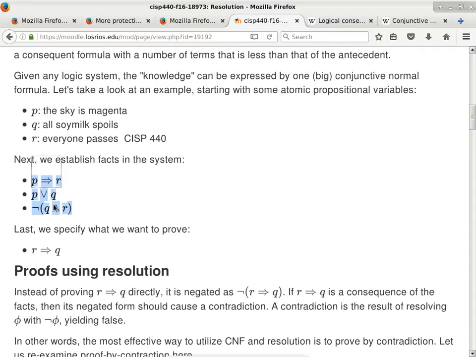So now the question is, I want to prove one way or another whether I can conclude that R implies Q. Can I say that everyone passes CISP440 implies that all soy milk spoils? That's the theorem that I want to prove. I'm not even sure whether it is actually a theorem or not. At this point, I want to prove it. Does everybody understand where I'm going with all this? Okay, all right.